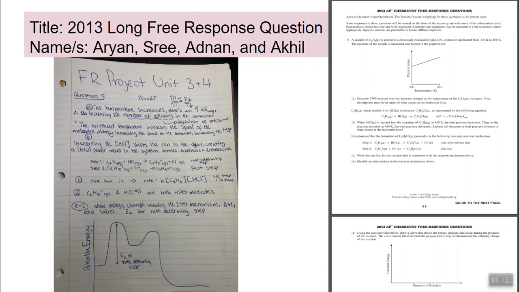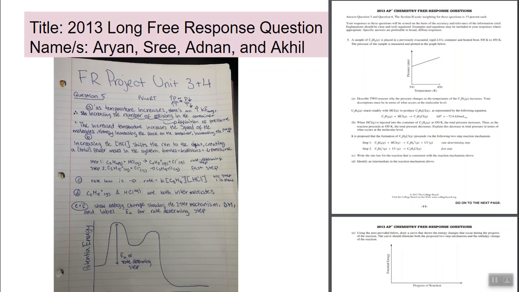Part A. Describe 2 reasons why the pressure changes as the temperature of C2H4 increases. So if you look at the ideal gas law, you know that increasing the pressure increases the temperature and decreasing the pressure decreases the temperature because both those variables are directly related to one another. And we know that the definition of pressure is the number of collisions that are exerted on the walls of the container.